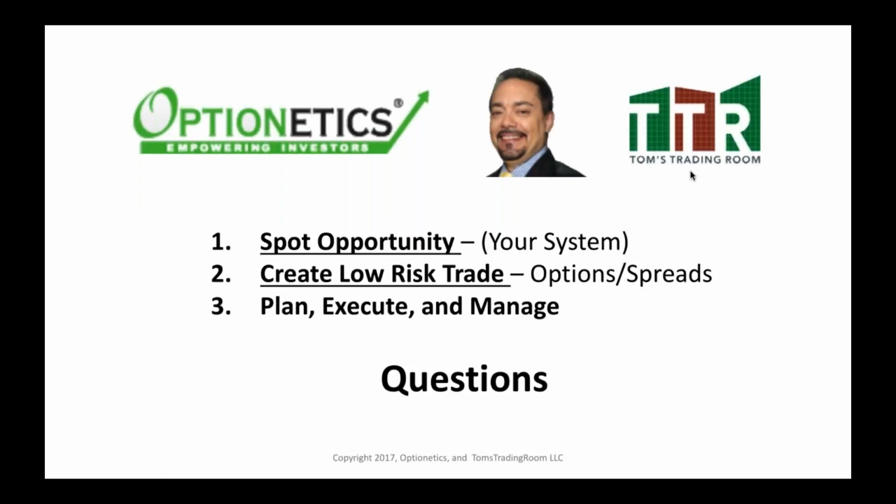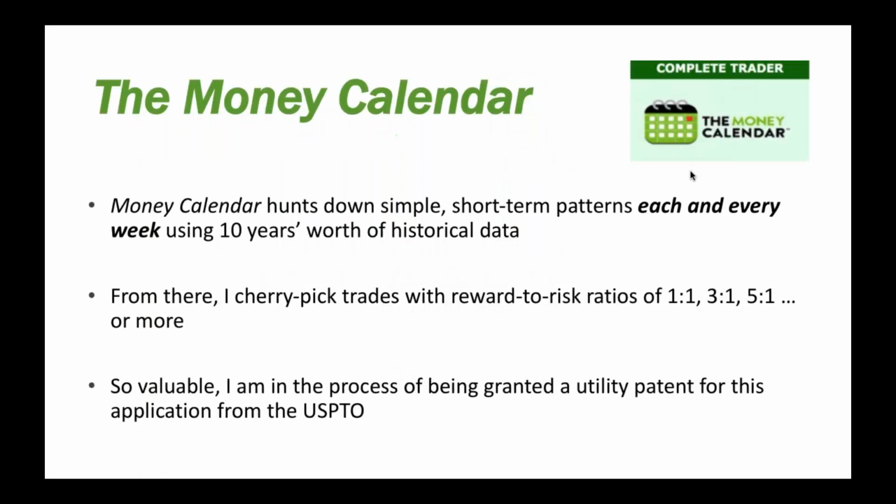But again, all of these rely upon these three things. Number one, spot the opportunity. Number two, create the low-risk trade. Number three, plan, execute, and manage that trade. And so before I get into questions on this, because we've already gone through a few questions, let me show you how we spot opportunities with something that I call the money calendar.